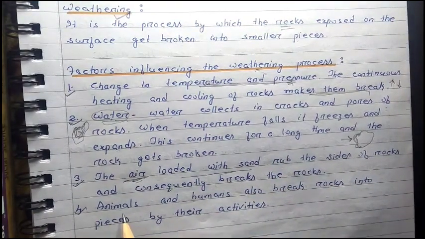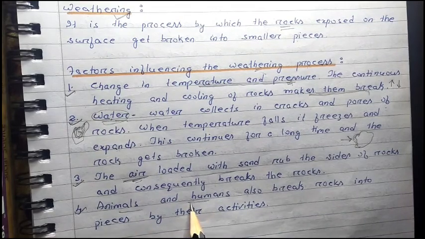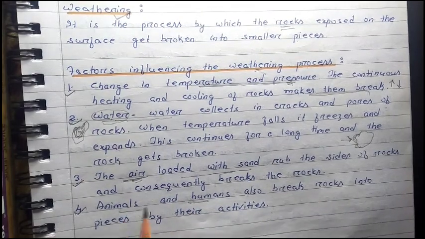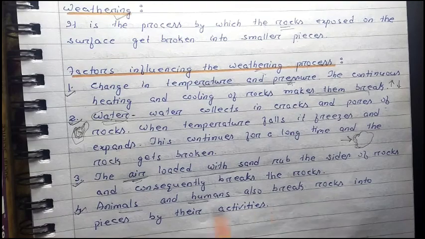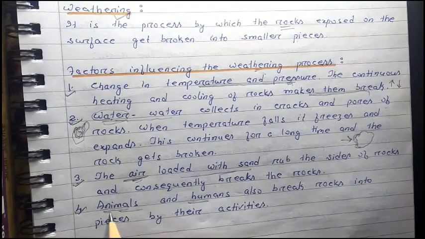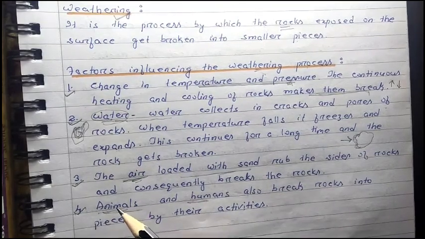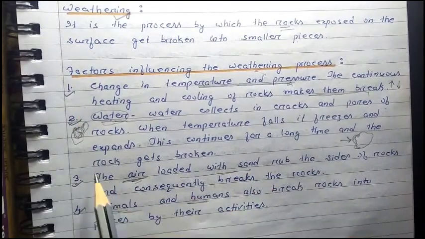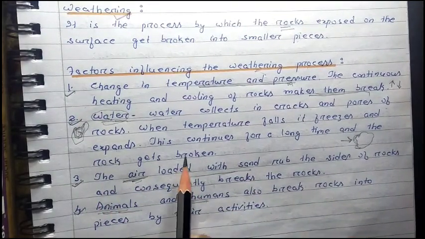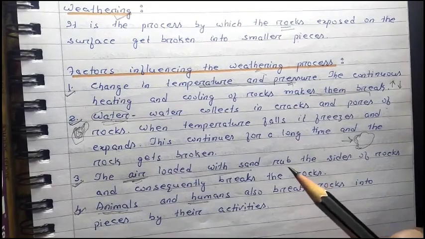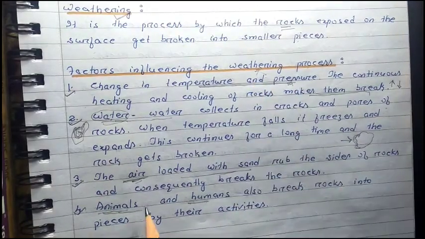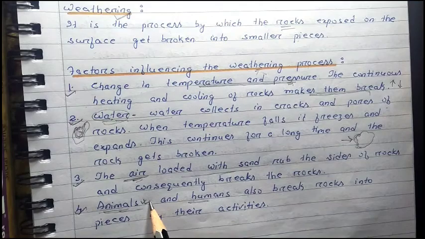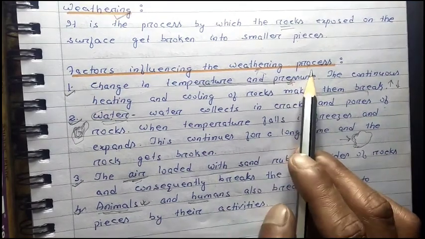The last one is here about animals and human activities. It is written here, see, animals and humans also break rocks into pieces by their activities. You know, some animals, when they walk or when they run, by their hooves, they break the rocks. No doubt it may take a long time. I'm telling you, all these processes do not take place very soon. It takes quite a long time for this process of weathering. So animals are also responsible in some ways for the weathering processes.